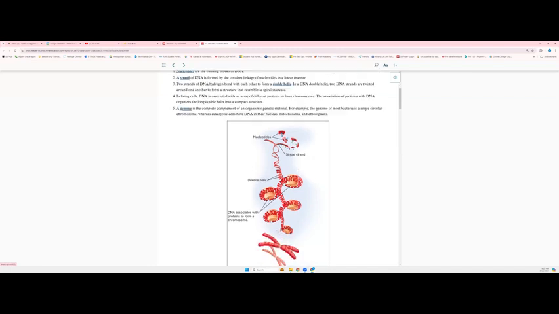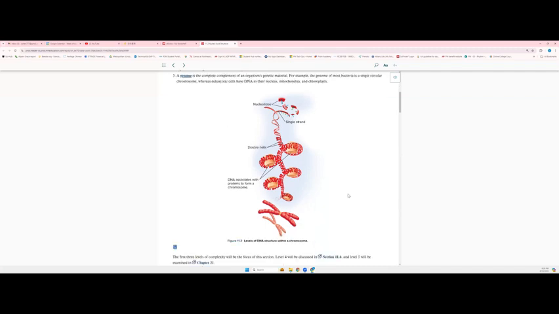DNA is associated with different proteins to form chromosomes. DNA associated with protein organizes this long double helix into a compact structure. A genome is the complete complement of an organism's genetic material. For example, the genome of most bacteria is a single circular chromosome, whereas eukaryotic cells have DNA in their nucleus, mitochondria, and chloroplast.